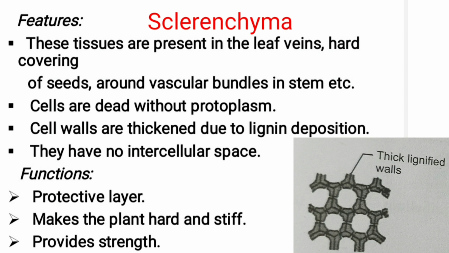Due to lignin deposition, cell walls are thickened, which acts as cement and hardens them. Due to the presence of thick walls, there is no internal space between the cells. There is no intercellular space. Functions of sclerenchyma: it is known to be the chief mechanical tissue which makes the plant hard and stiff. For example, husk of coconut is made up of sclerenchymatous tissue. It forms protective covering around seeds and nuts. It gives rigidity, flexibility, and elasticity to the plant body.